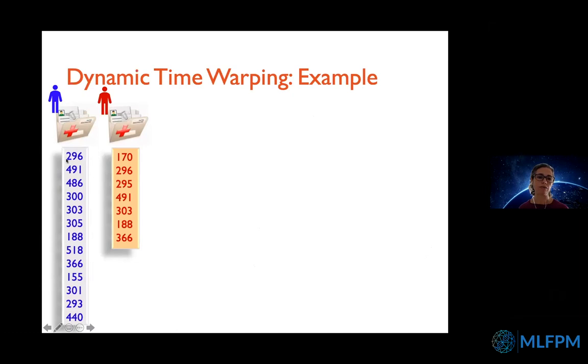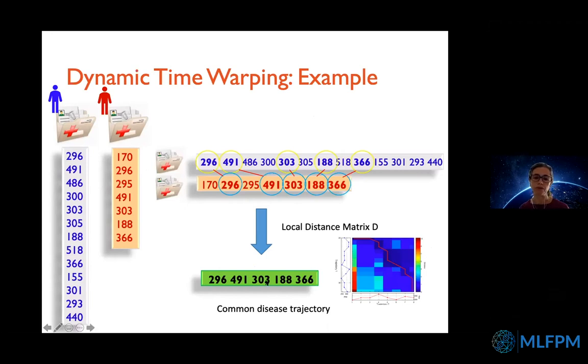So let's look at an example with the disease trajectories to see a little more how the algorithm works. We have, on one side, two patients represented by their disease vectors. What we want to obtain first is this common disease trajectory, obtained by comparing in a pairwise manner all the diseases that are described in each trajectory. We do that using a local distance matrix that displays the similarity between the two trajectories for each of the elements, so for each of the diseases. The distance metric that we can use here for the diseases can be obtained using different approaches that I will explain a little bit later.